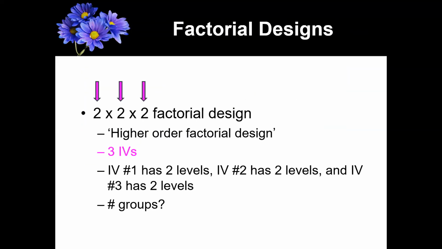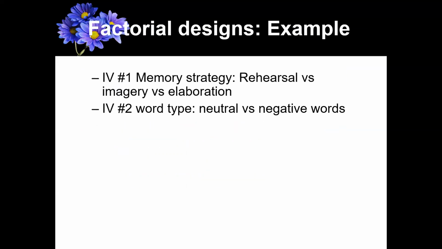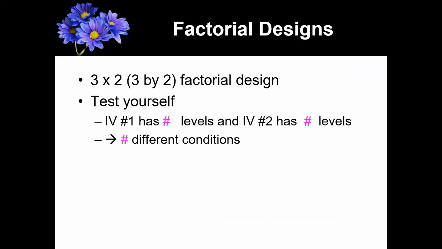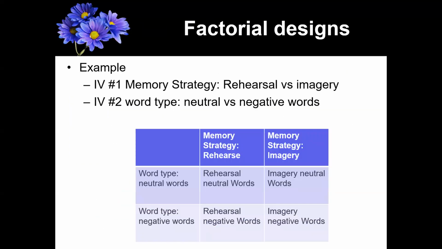So just for example, and there's not really reason to suspect this, but just hypothetically, we could find that the effect of one variable depends on another independent variable. So for example, maybe imagery is better than rehearsal for neutral words, but it's the opposite for negative words. For negative words, rehearsal is better. That would be what's known as an interaction, because it's no longer the case that imagery is just better or worse. It depends on the word type.